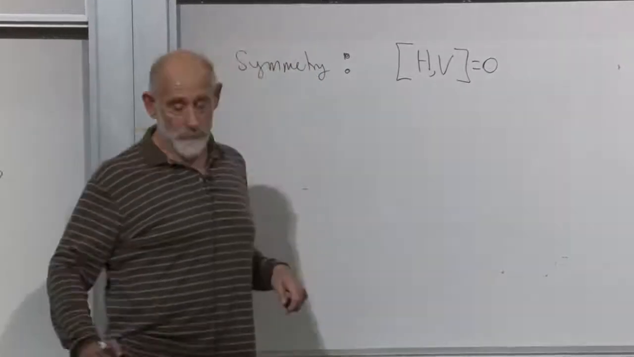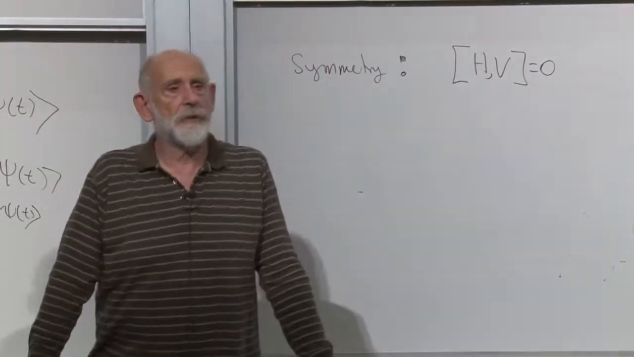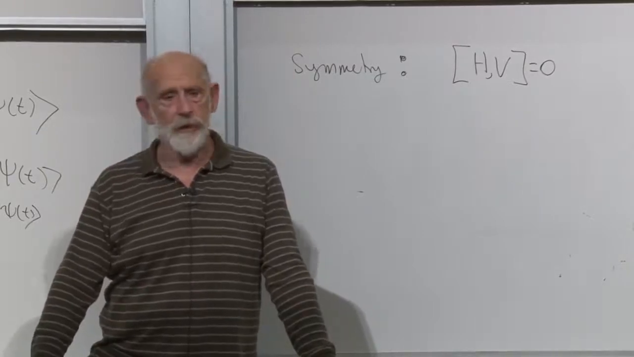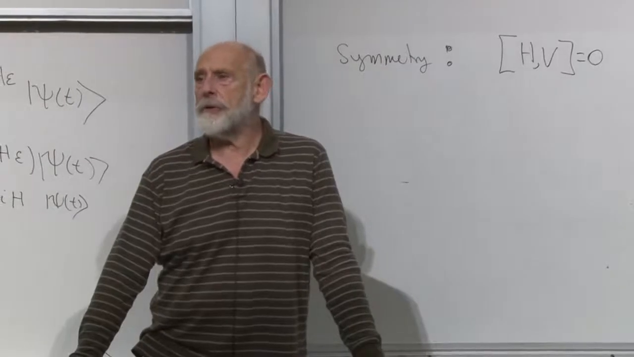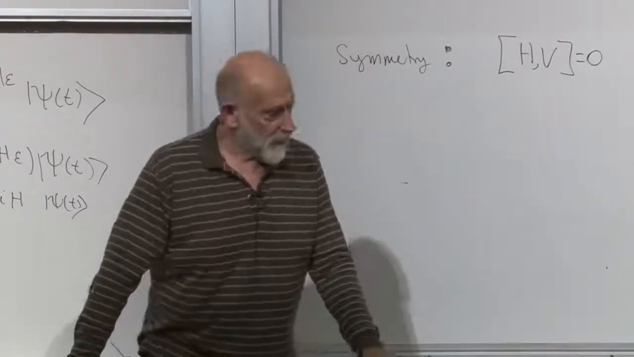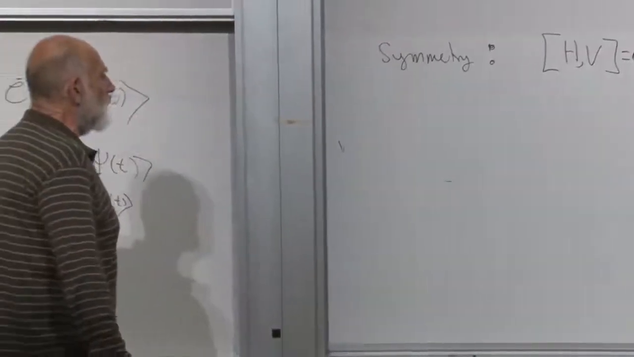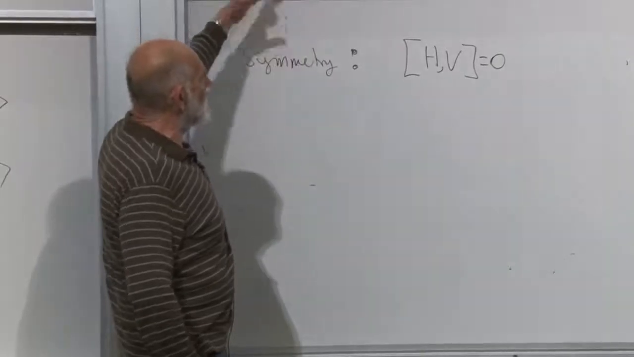You've seen this before in classical mechanics. What's the connection between symmetries and conservation laws called in classical mechanics? It's called Noether's theorem, right? It's much simpler in quantum mechanics. We don't need any fancy Lagrangian or anything else.